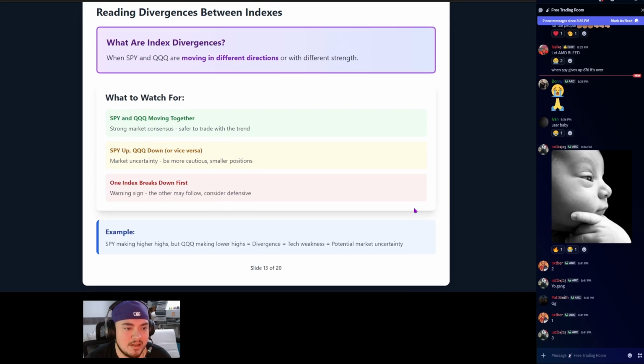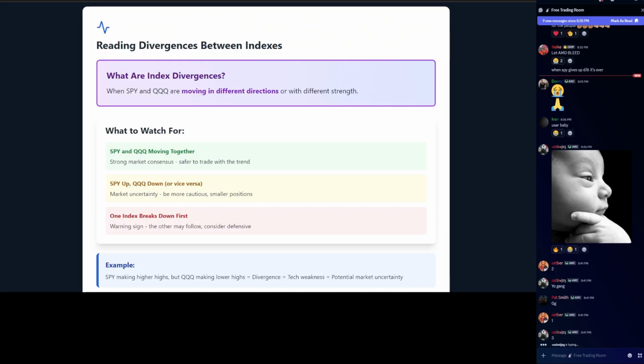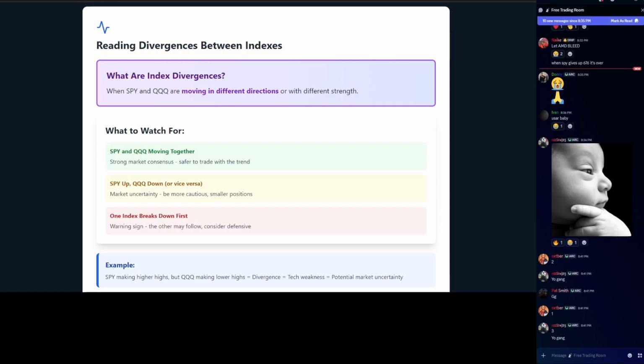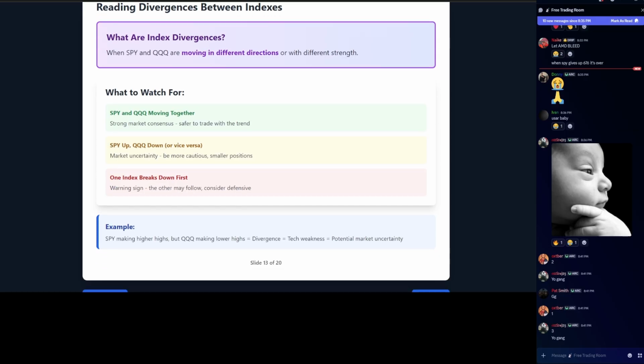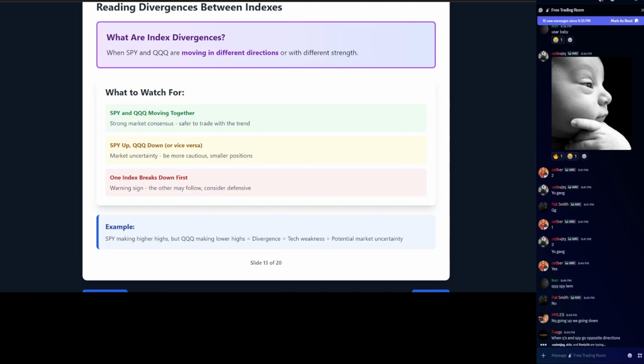You want to take it here, Rich? Let's do it. So reading divergence between indexes. So what are index divergences? Do you guys know? Does anybody in the chat know? Talk to us. Anybody? Does anyone know what index divergences are? He said SPY IWM. Yo, Ivan, I love you, brother. Fuego, there we go. It's Fuego.